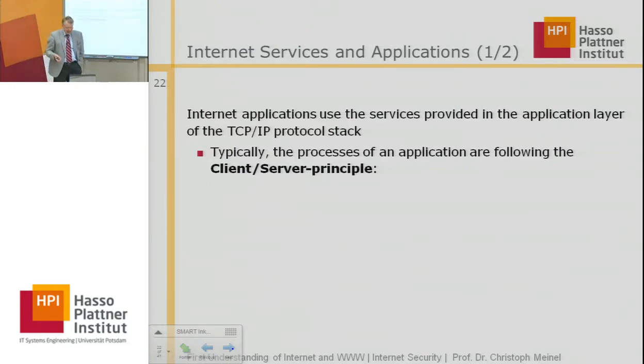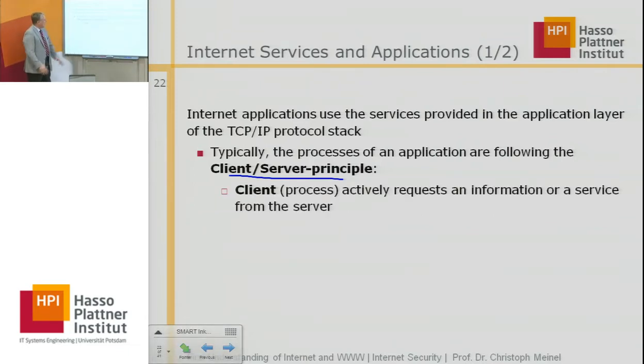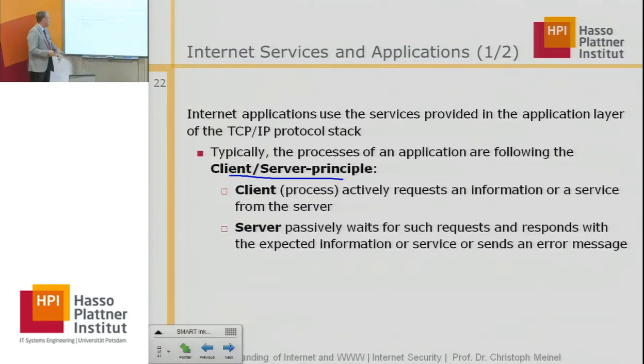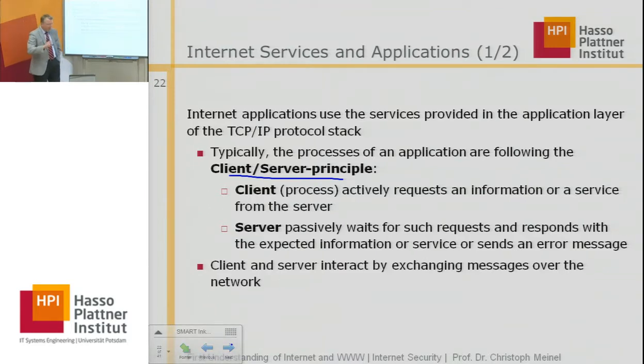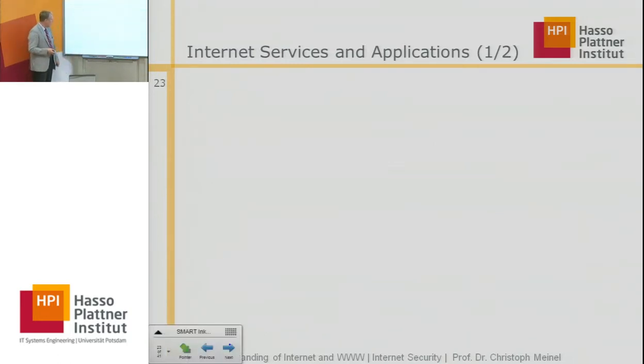Typically, in the internet, we see the client-server principle applied. What does it mean? I mentioned already the client, that's a process actively requesting an information or a service from the server, and the server is passively waiting, willing to provide such services. If a request is received, then the server responds with the expected information, with the expected resource or service, or if it's not able to do this, or the client is not authorized to use it, then an error message is sent. So client and server in the internet application interact by exchanging messages over the network. So client-server is a kind of simplified communication model.